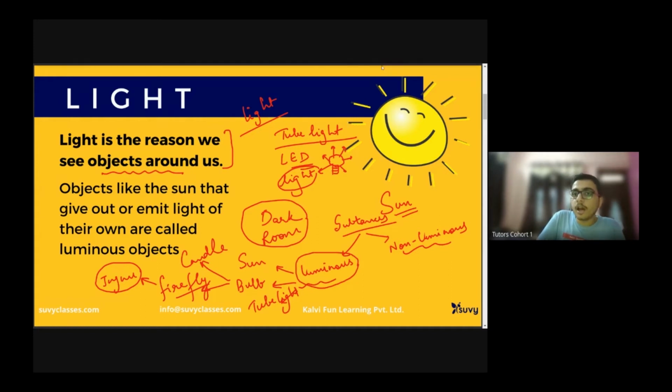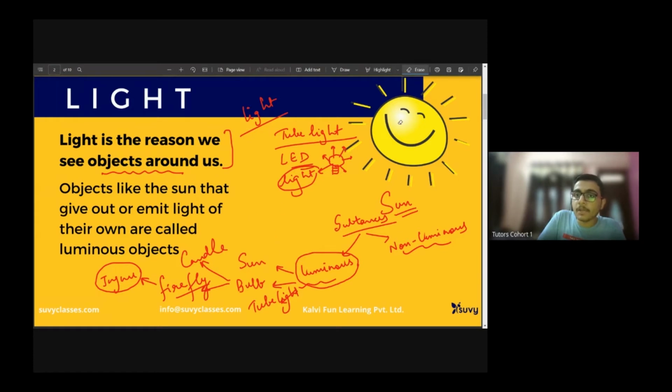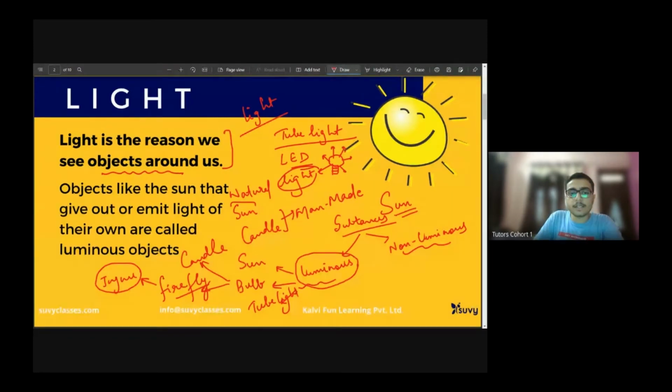Now, these luminous sources, you might have observed, can be either man-made or natural, right? The sun is not man-made. It is naturally luminous. Whereas a candle is man-made, right? Is it getting clear? I'll just switch to Jamboard and I'll explain in more detail. No, sir, it is correct.